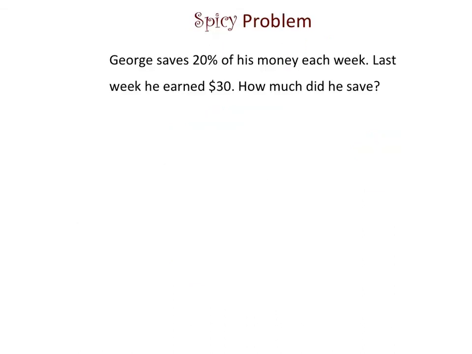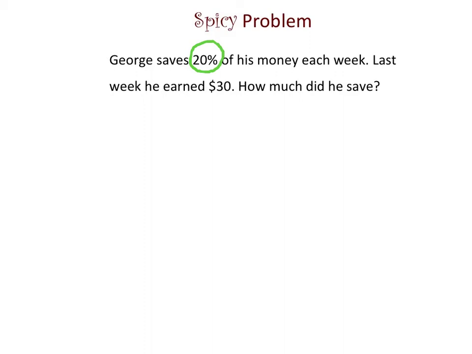Now here's your spicier problem. George saves 20% of his money each week. Last week he earned $30. How much did he save? Let's just think about what's happening here. George is earning some money, and in fact he earned $30, and every week he's saving some part of it, and that part is 20%, which I'm circling.